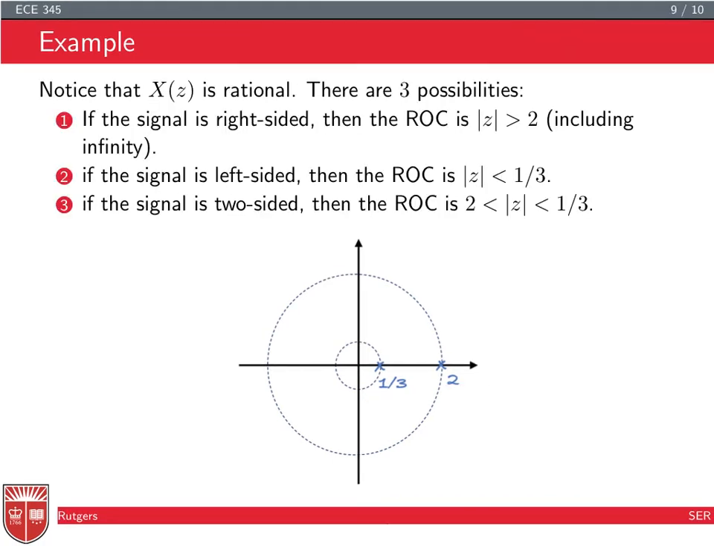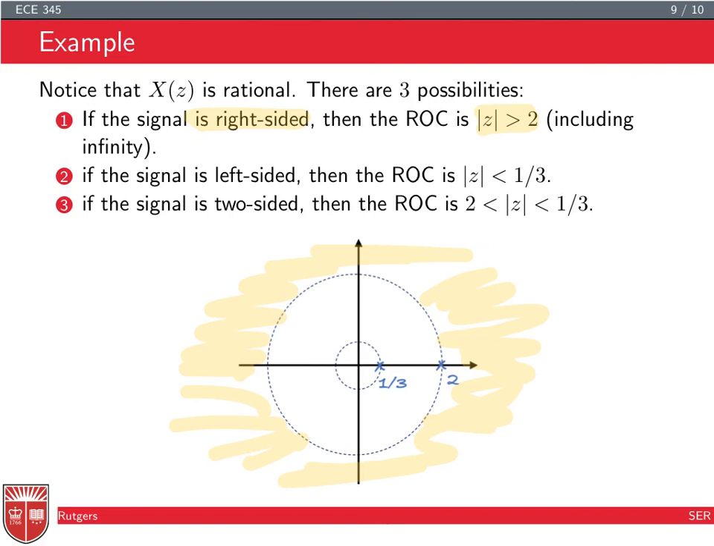Now the analysis is easy, because all we have to discuss is the nature of the signal and then the implication on the ROC. If the signal is right-sided, here I'm going to color the ROC in yellow, then we know that the ROC is going to be the exterior of the circle going through the pole at 2, because it is the pole that has the largest magnitude. So this would be the ROC here.